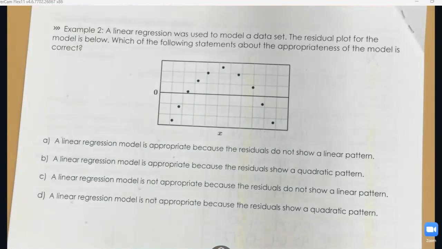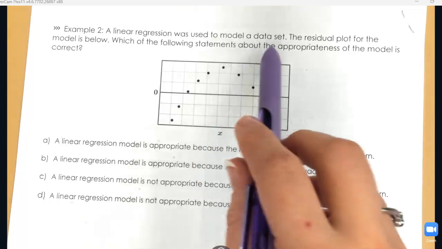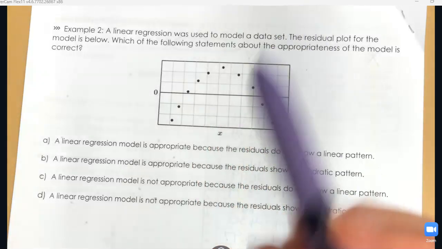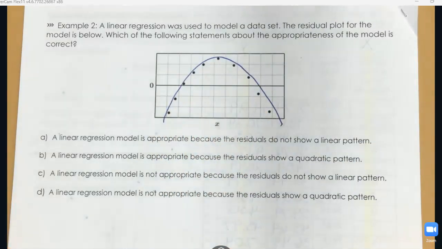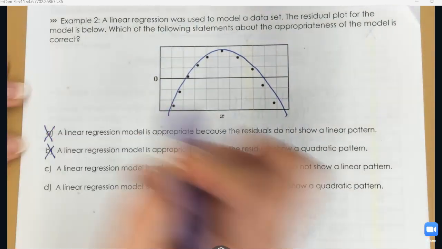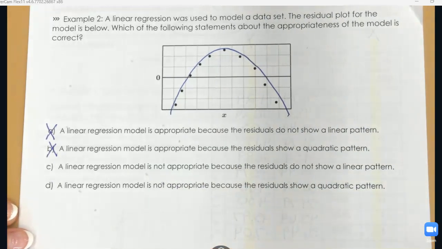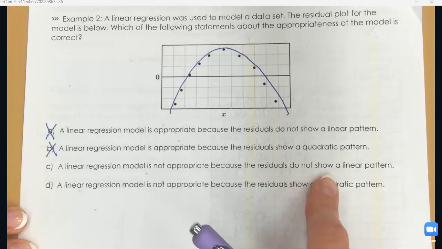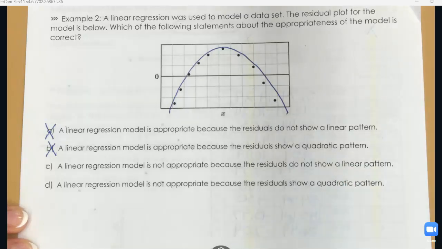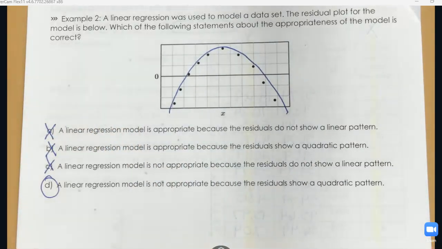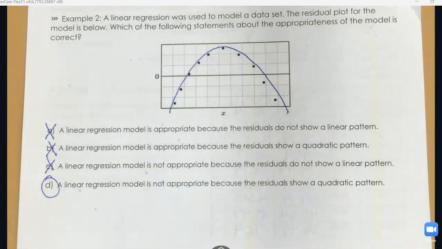So with that in mind, we're just going to end off with 2 AP-style multiple choice questions. So if I have a linear regression that was used to model a data set, and this is our residual plot, I notice immediately that this data has a parabolic shape. Therefore, I know that this was not going to be an appropriate model. So I can eliminate A and B because we know it's not appropriate, and now I just have to determine what the correct reasoning is. Is it because the residuals do not show a linear pattern, or is it because the residuals show a quadratic pattern? Well, we don't even want a linear pattern. We want no pattern at all. So D is the correct answer. It looks like a parabola, so it's not an appropriate model.